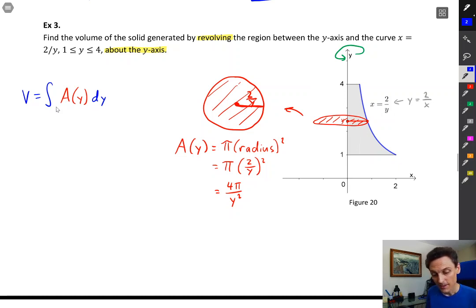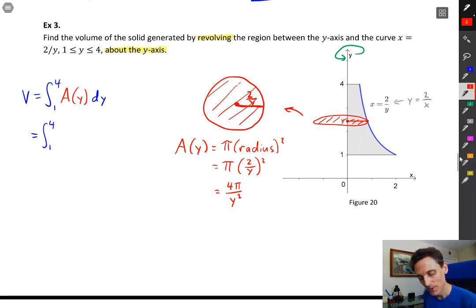And so what we have is the integral from what to what here. So if you said y equals 1 to y equals 4, that would be correct. We're no longer integrating across the x direction. It's not going to be x equals 0 to x equals 2. Now everything's in terms of y. We're going from y equals 1 up to y equals 4. That goes across our solid.